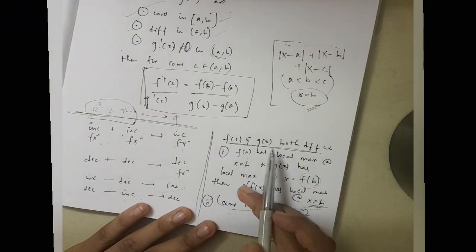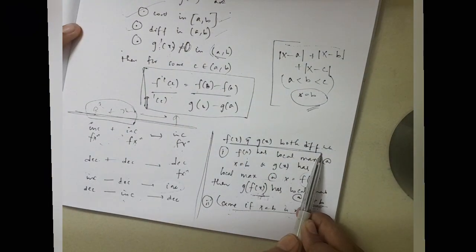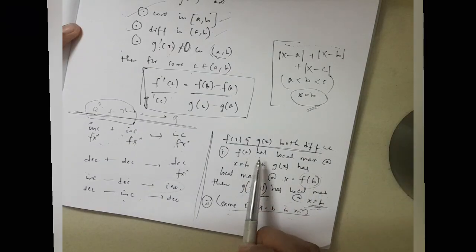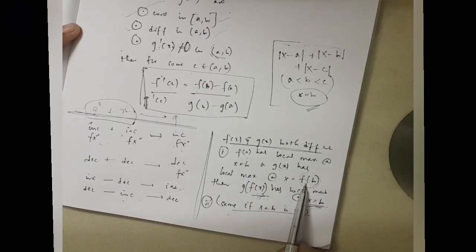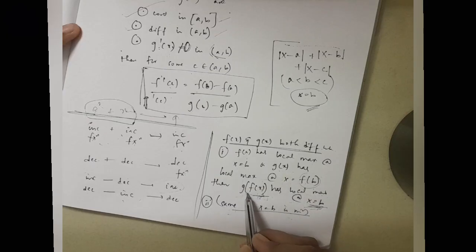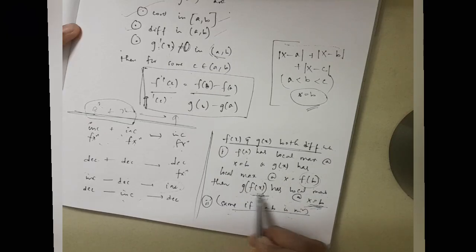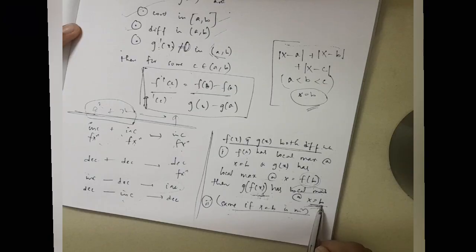Let's say we have f of x and g of x, two differentiable functions. Let's say f of x has the local maxima at x equals b, and g of x has the local max at x equals f of b. So the obvious thing to state would be that for g of f of x, the local maxima would be at x equals b, right?